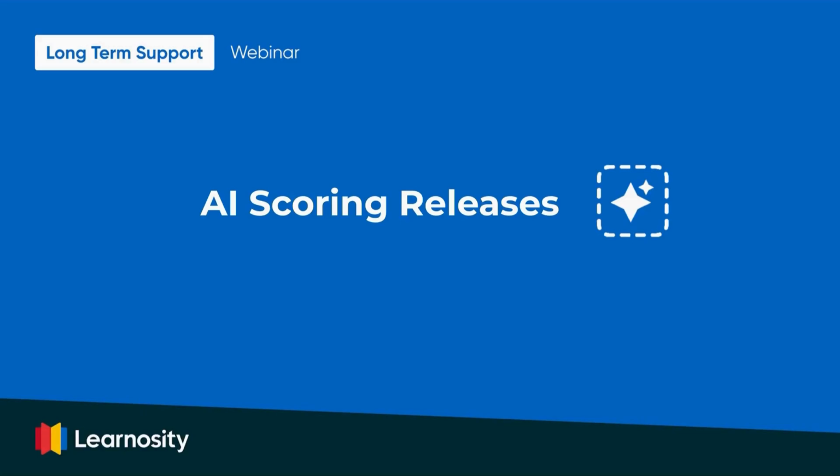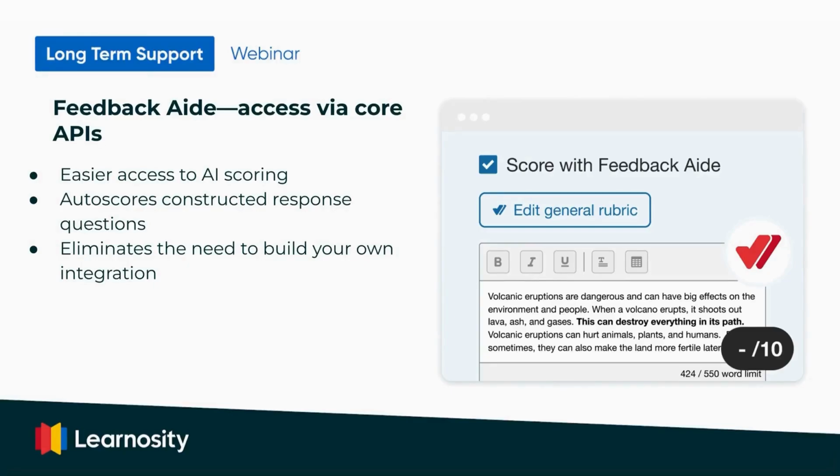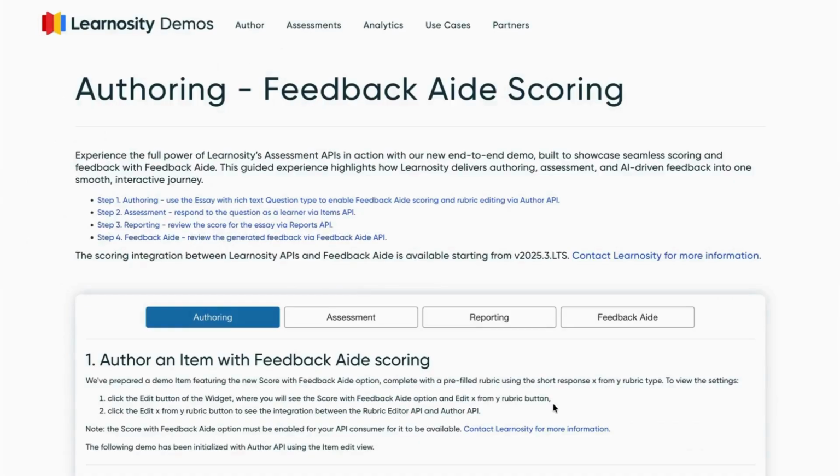Thanks, Audrey. Let's kick off by talking about quick and easy access to AI scoring. Feedback Aide, our AI scoring engine, is now accessible to all customers by the core Learnosity APIs, meaning you can start auto-scoring open response, constructed response questions without needing to build an integration yourself. To activate this, just get in touch with your CSM. Let's take a look at the integration.